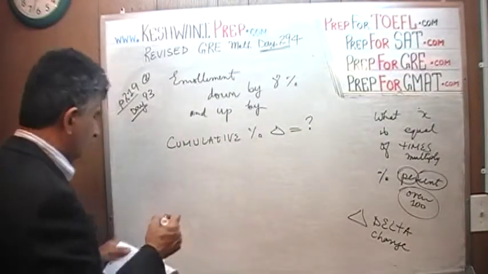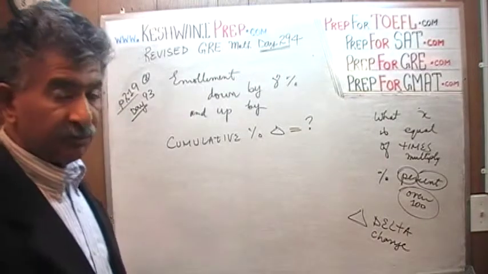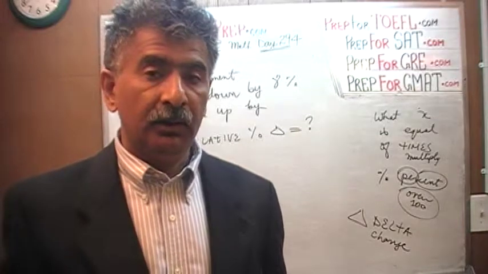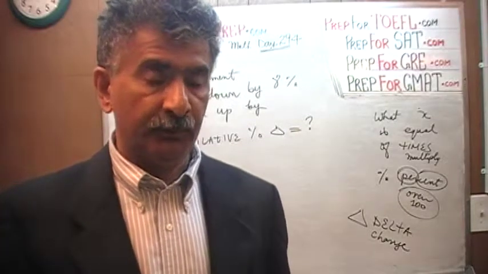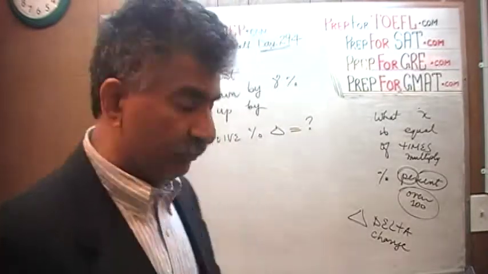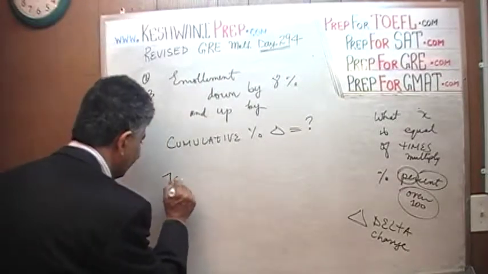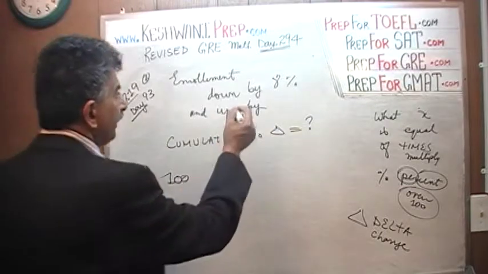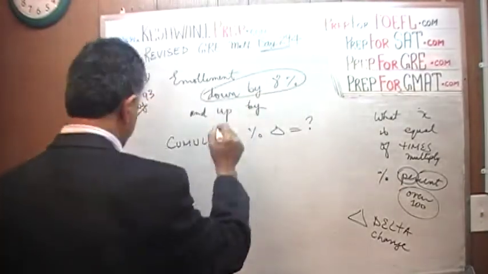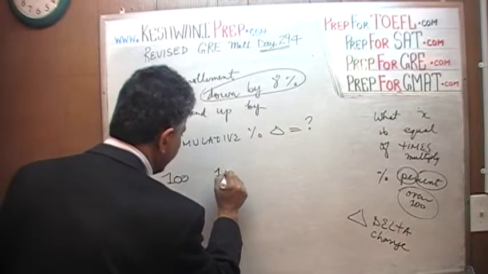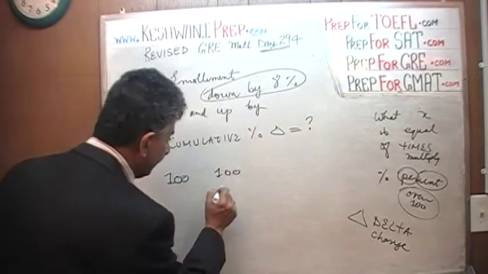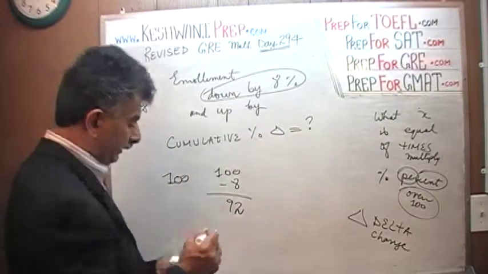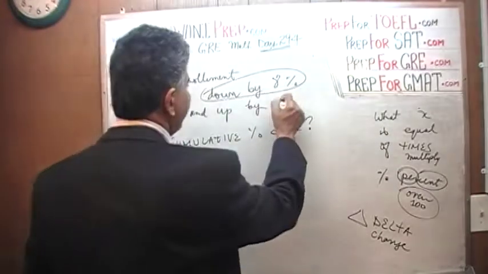So the trick here is to start out with some nice friendly number. Now, what will be a nice friendly number to start out with when you're dealing with a percentage problem? A nice friendly number to start out with is 100, of course. That's our base value. We start out with 100. And then it goes down by 8%. Well, 8% of 100 is 8, obviously, which is why we started out with 100. So now we have 92. And then it goes up by 6%.